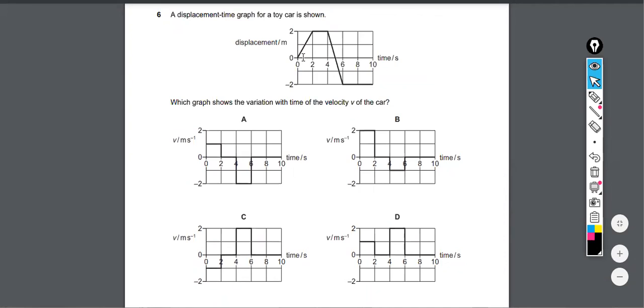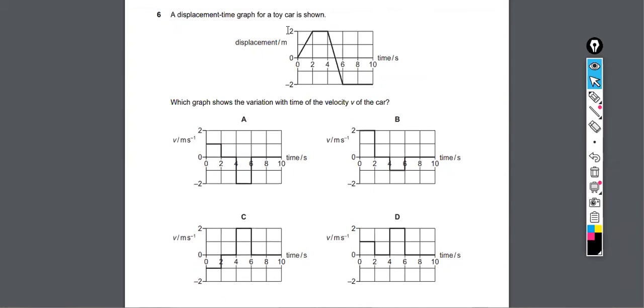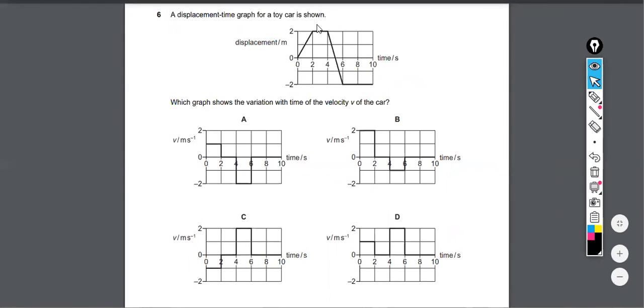So here's something that starts in the first 2 seconds. Remember, the key interpretive idea here is that the slope of this displacement time graph gives velocity. Here we have a positive slope from 0 to 2 seconds. They've scaled the axes for us, which makes it a little bit easier. So this rises 2 meters and runs 2 seconds. It has a rise over run of 2 over 2, or 1 meter per second. So the initial velocity is 1 meter per second.